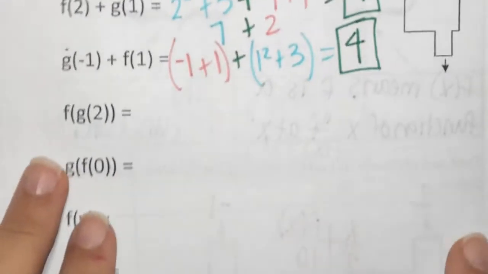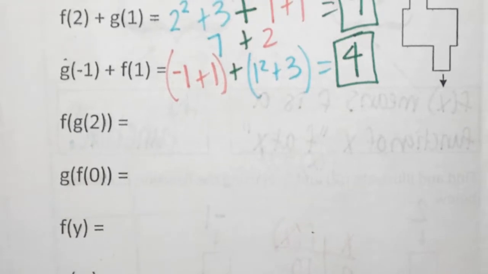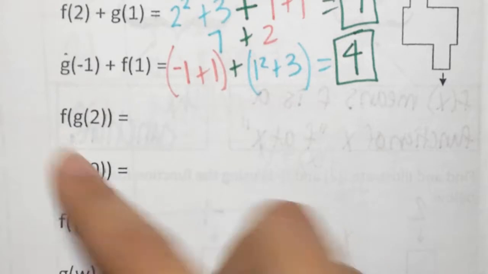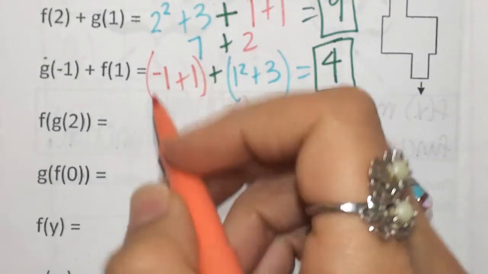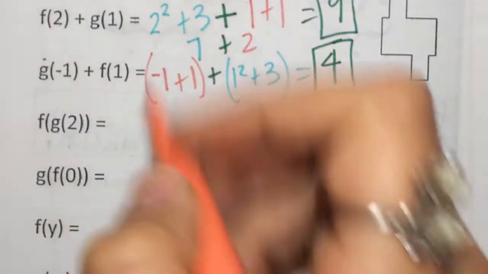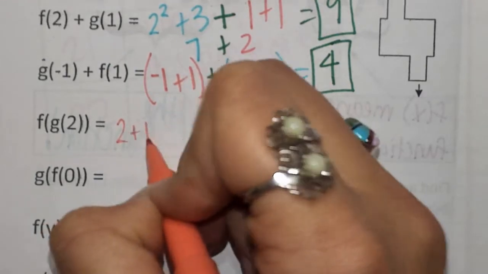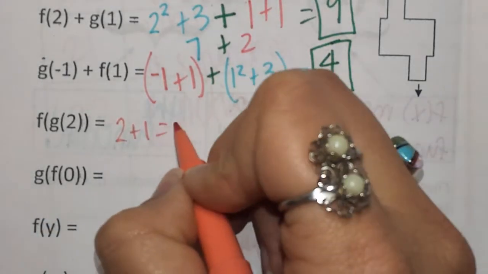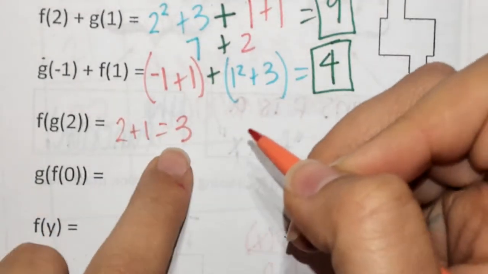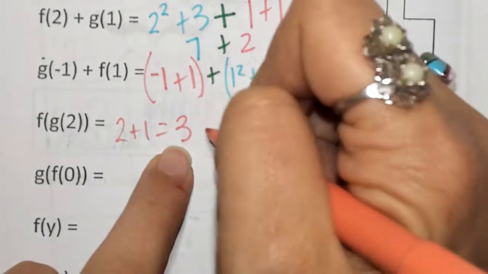Alzheimer's. Okay. Alright, so for the next two, you would start by plugging in 2 for G, and then what you get for that answer, you would plug in for F. Alright, so let's plug in 2 into G. So that would be 2 plus 1, correct? And 2 plus 1 is? 3. Then you would take this and plug it into F.